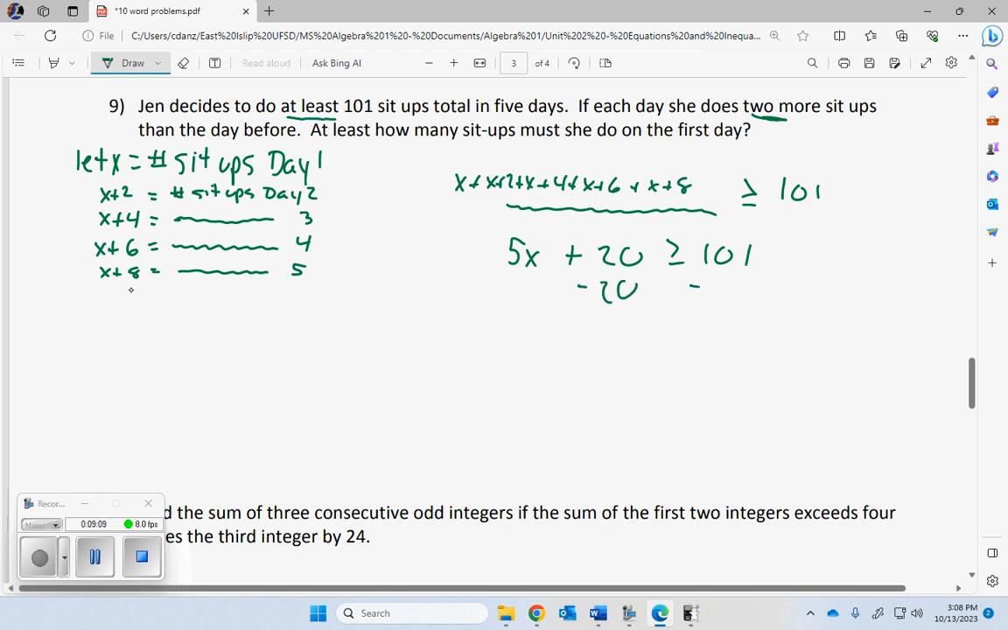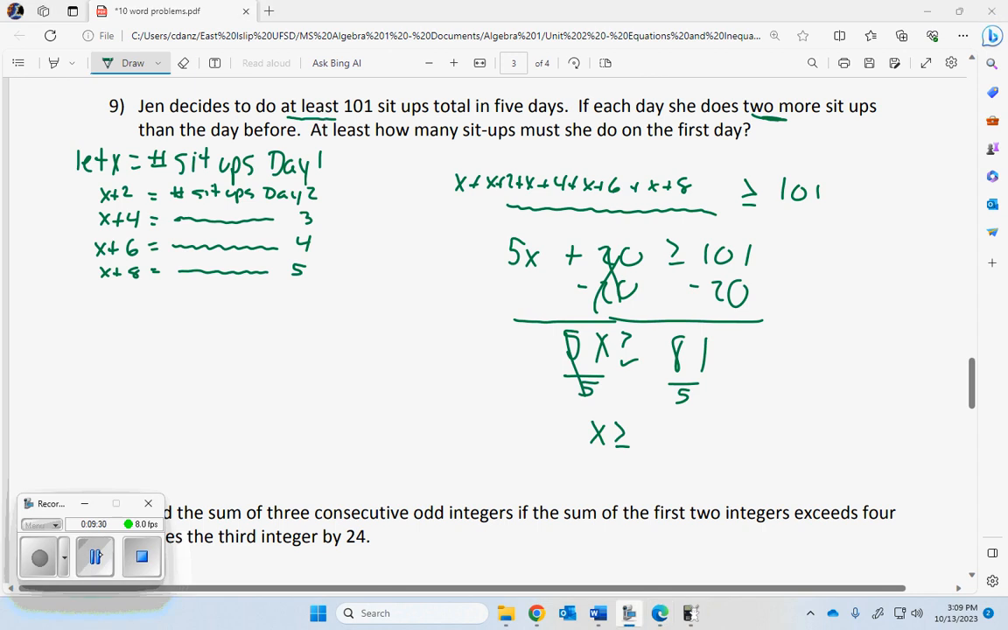And then we solve it. So I'll subtract 20 from both sides. Divide both sides by 5. X is greater than or equal to, what is 81 divided by 5? I say it's 16 1/5. Or if you picked up your calculator, you'd get 16.2. But we have to answer the question, at least how many sit-ups must she do on the first day?